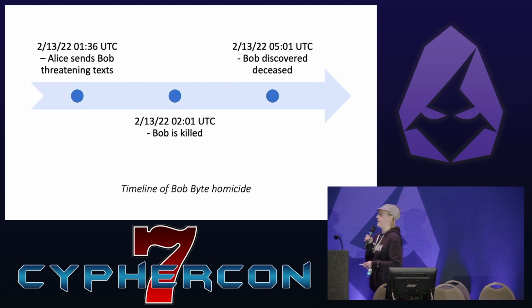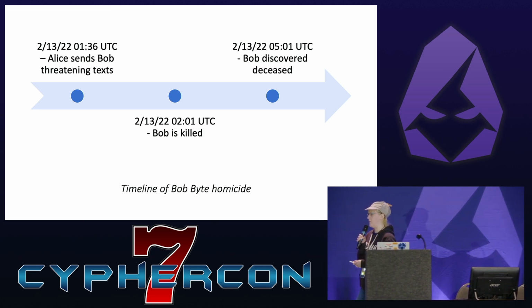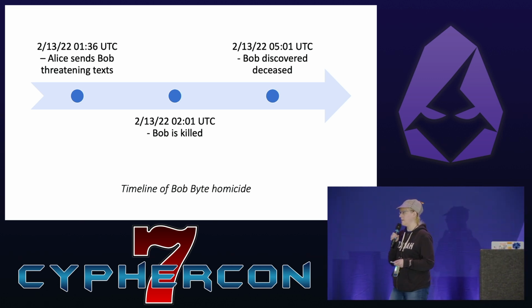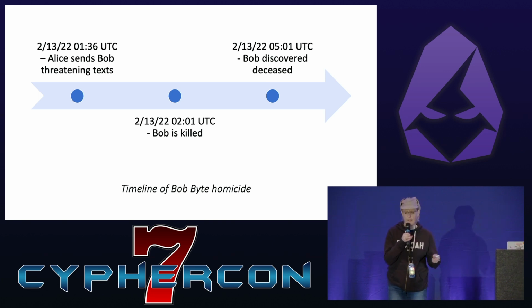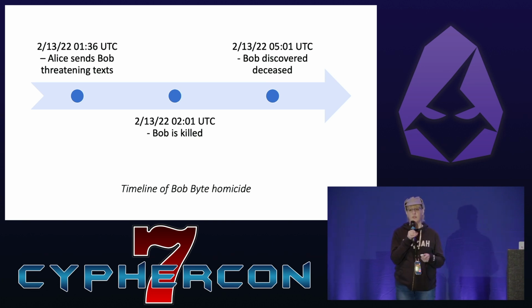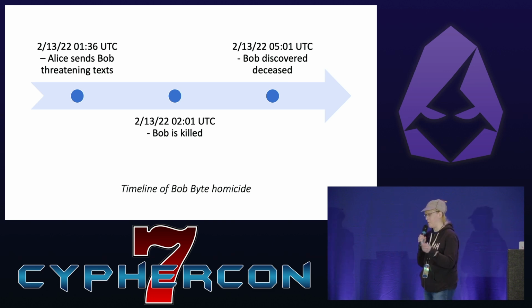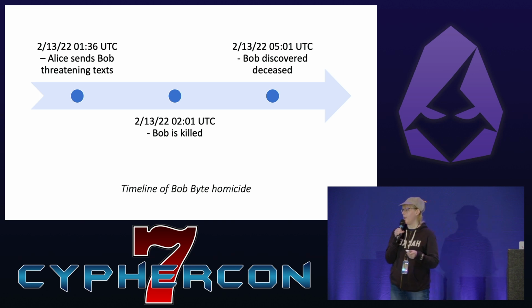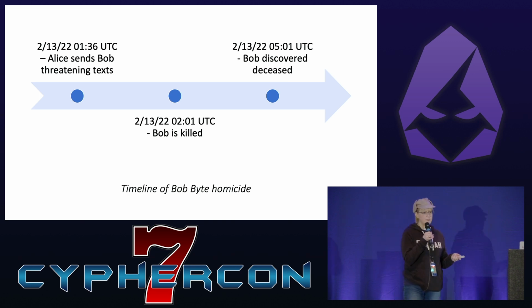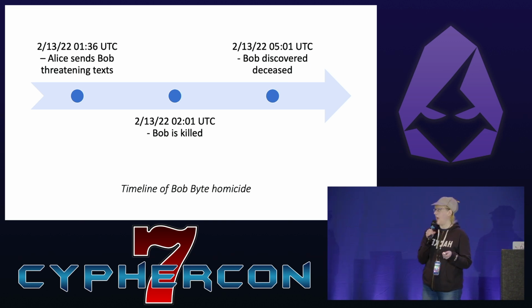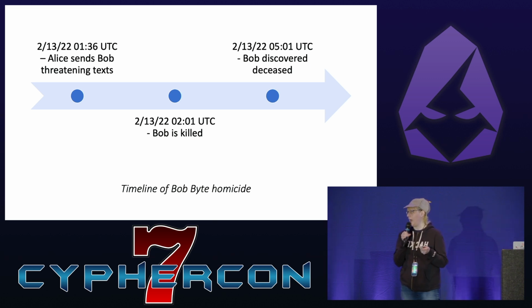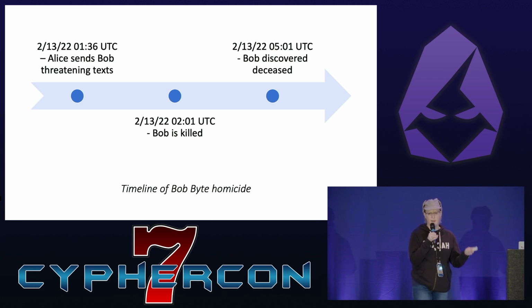So here we have some basic timeline of what we know so far about this case. We know Alice sends Bob threatening texts. We did, in fact, call out the time that we saw that, and again, this is in UTC. This translates to about 8:36 p.m. I'm doing this in Eastern time for anyone who actually cares, because that's where I live. We know Bob is killed approximately 9:01 p.m., and he's discovered at what becomes midnight the next day, 12:01. So this is our basic timeline.